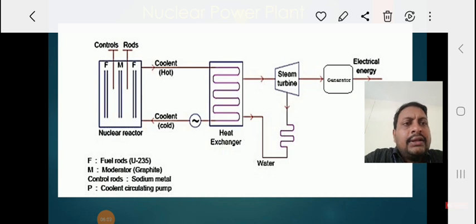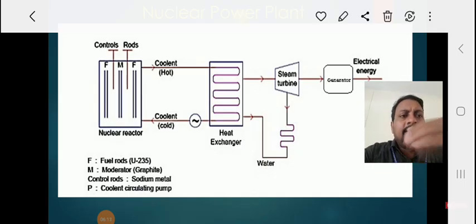The water is converted into steam. That steam will be expanding in the steam turbine. That means supersaturated steam will be striking the turbine. Then the turbine starts rotating, generating mechanical energy. So the output of the steam turbine is mechanical energy. That mechanical energy goes to the generator, whose shaft is coupled with the steam turbine. In the generator, the mechanical energy is converted into electrical energy. So the output energy of the nuclear power plant is electrical energy.